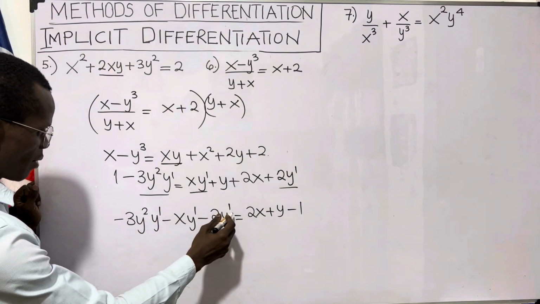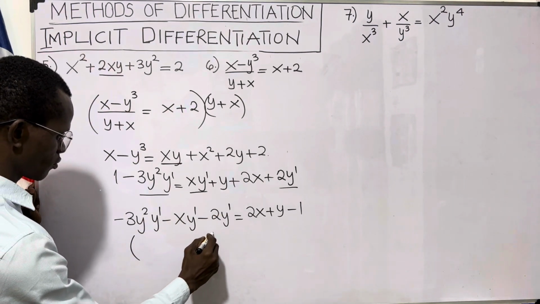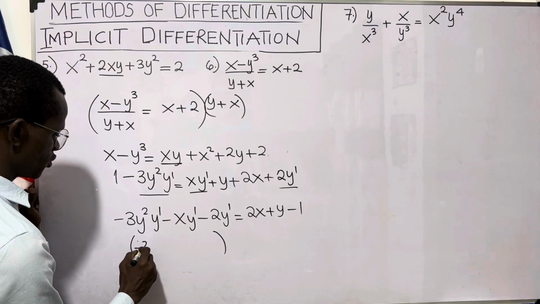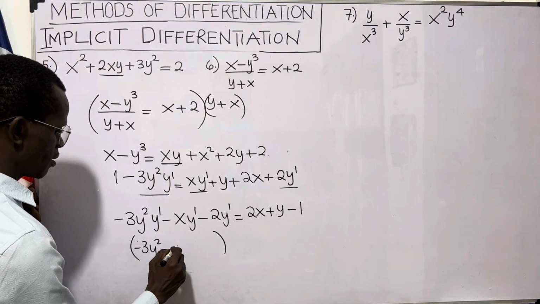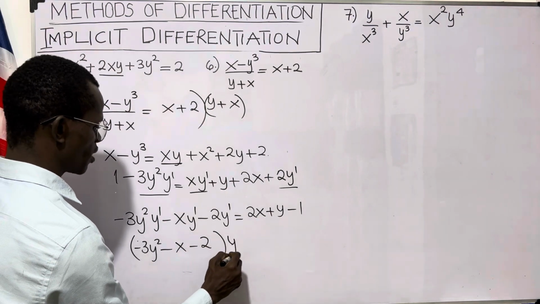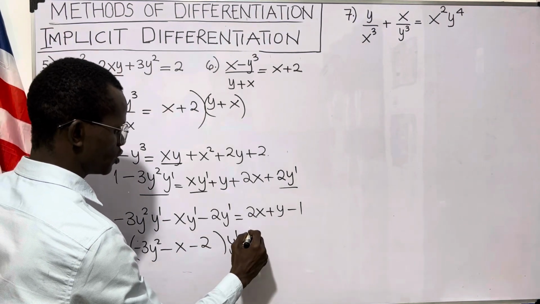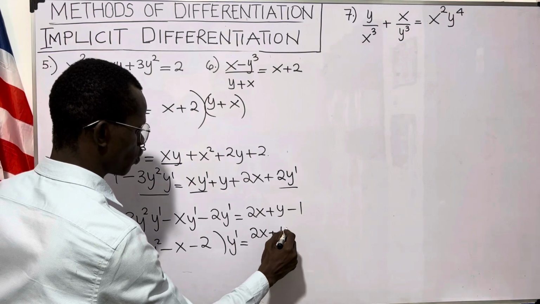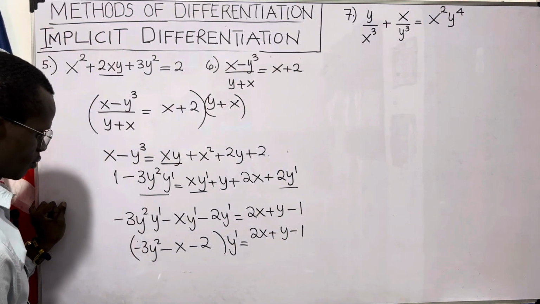Y prime, y prime, y prime, we can factor it out. This is minus 3y squared minus x minus 2, and y prime is out. So this is 2x plus y minus 1.